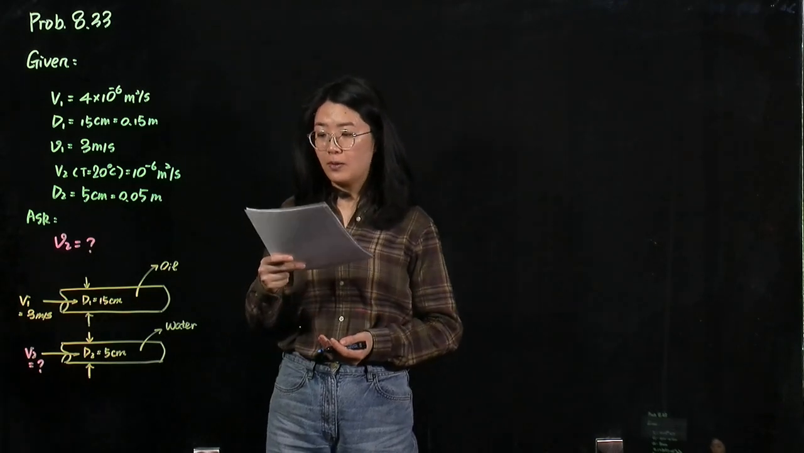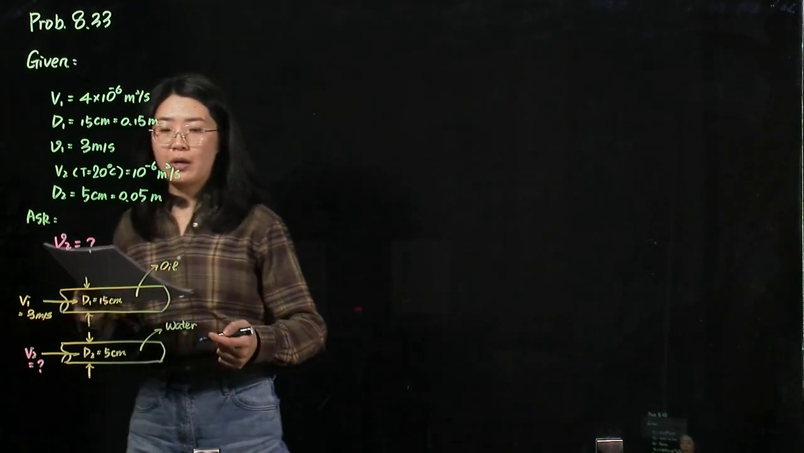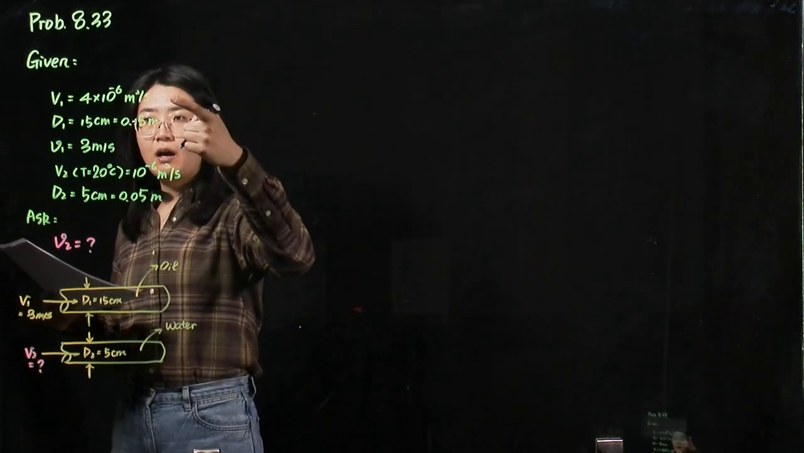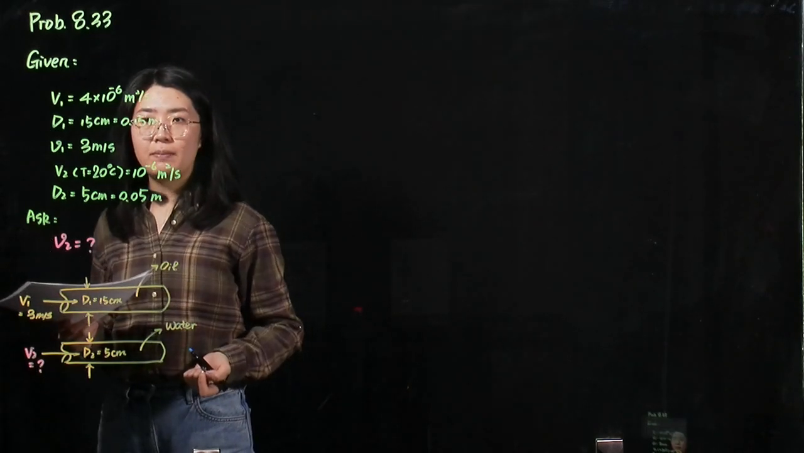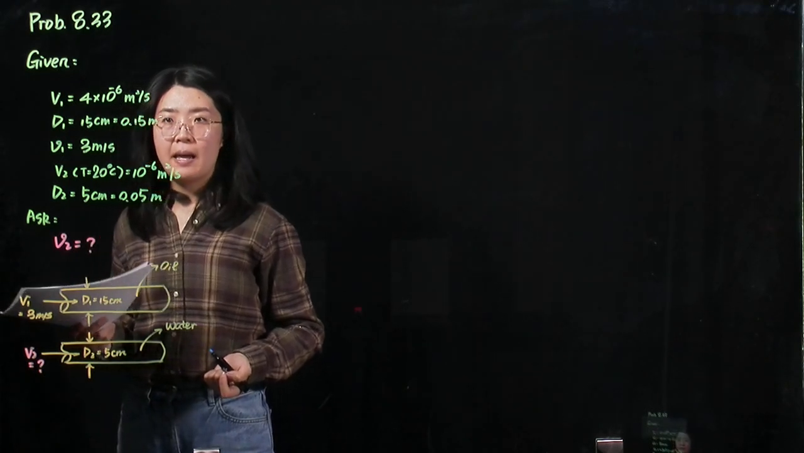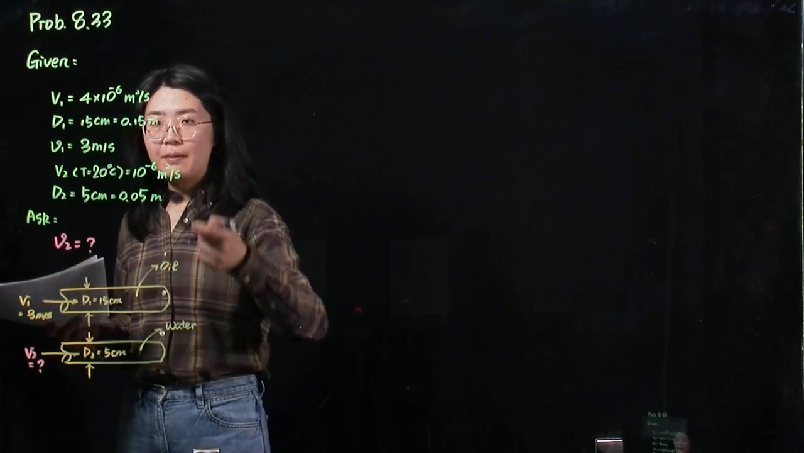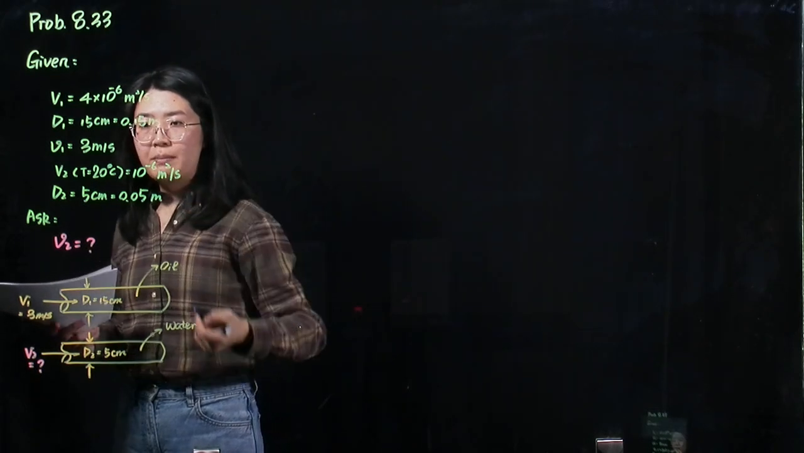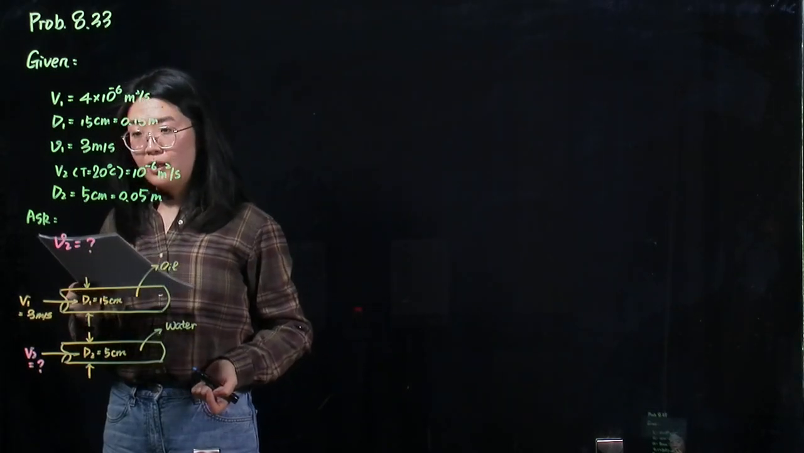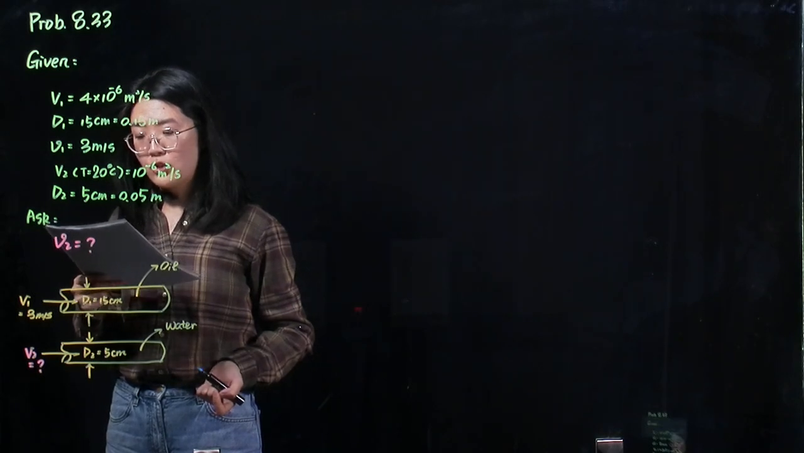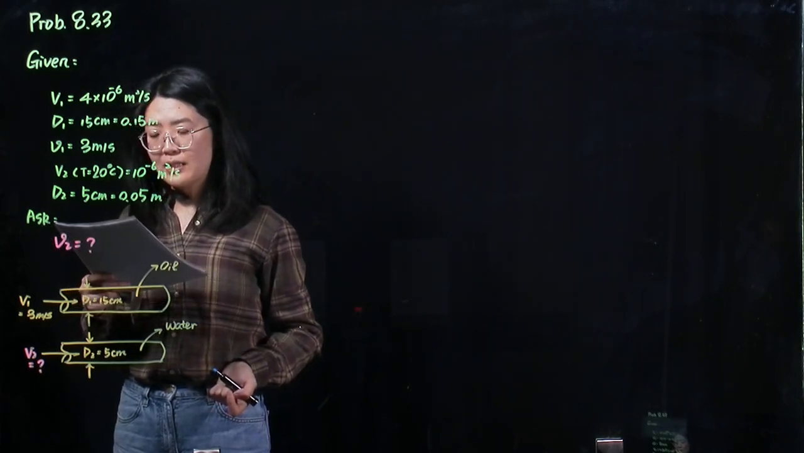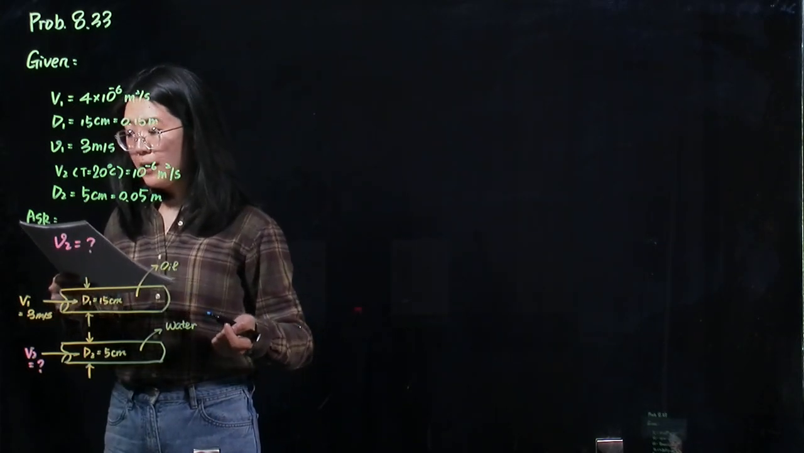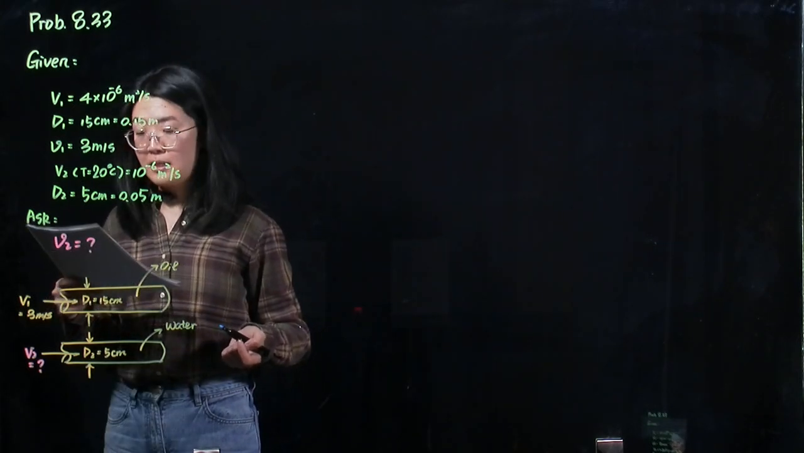In this problem, oil flows through a smooth pipe. We know the kinematic viscosity of the oil is 4 times 10 to the power of minus 6 meters squared per second. The diameter is 15 centimeters. The velocity of the oil is 3 meters per second. And we want to know what velocity water at 20 Celsius in a smooth pipe 5 centimeters in diameter should have to be dynamically similar.